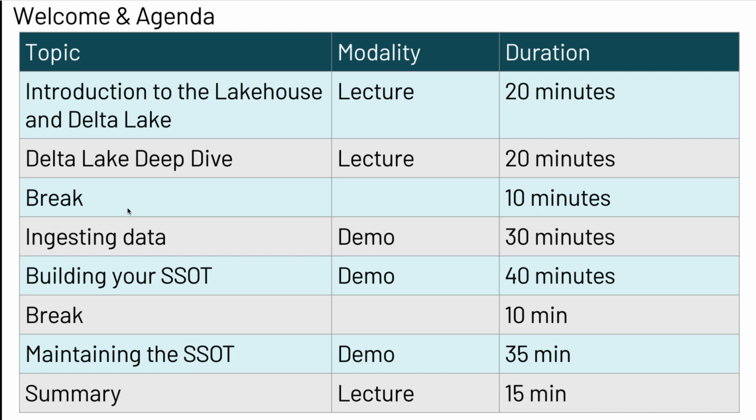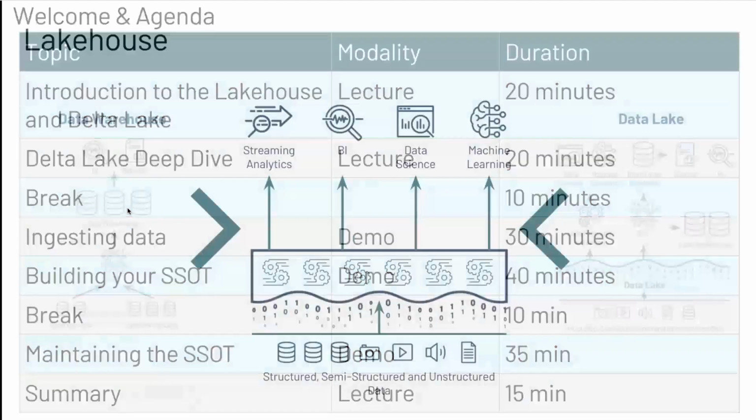And then after we finish that, we'll have another little break so you can, again, get up, have a little stretch. And then when you come back, we're going to talk about maintaining your single source of truth and actually delivering those end user tables that we just talked about. And then we'll come back to a lecture setting and go over a quick summary of what we learned. All right, so with that, I think we're ready to get started.